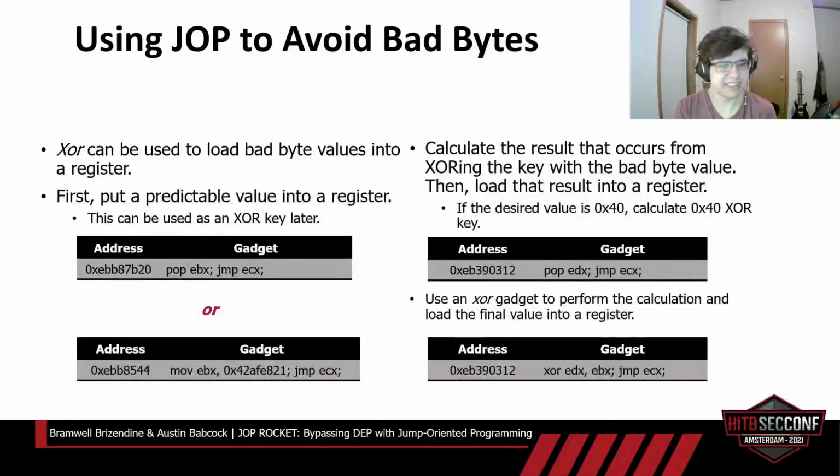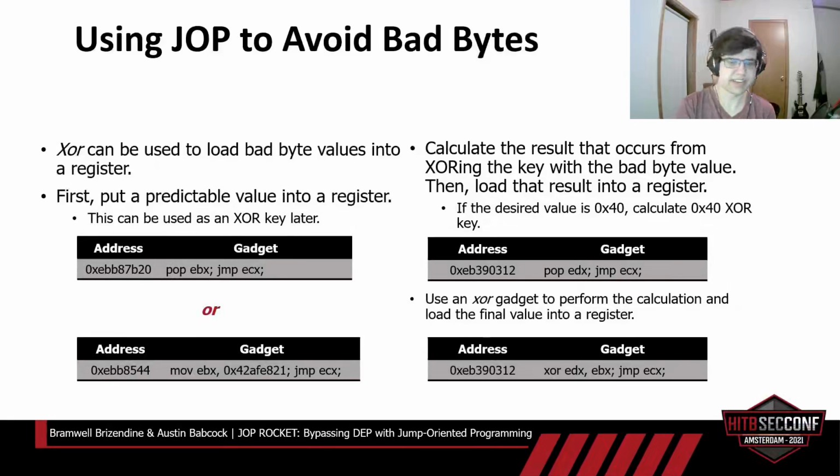So bad bytes is the idea that if we have something like a string buffer, when we start encountering a null byte or a carriage return or a line feed, our string will stop being read in, and then we can no longer use it as a payload because it's not getting read into memory. So we can't supply those bytes in our payload, so we need to get around that using JOP gadgets.